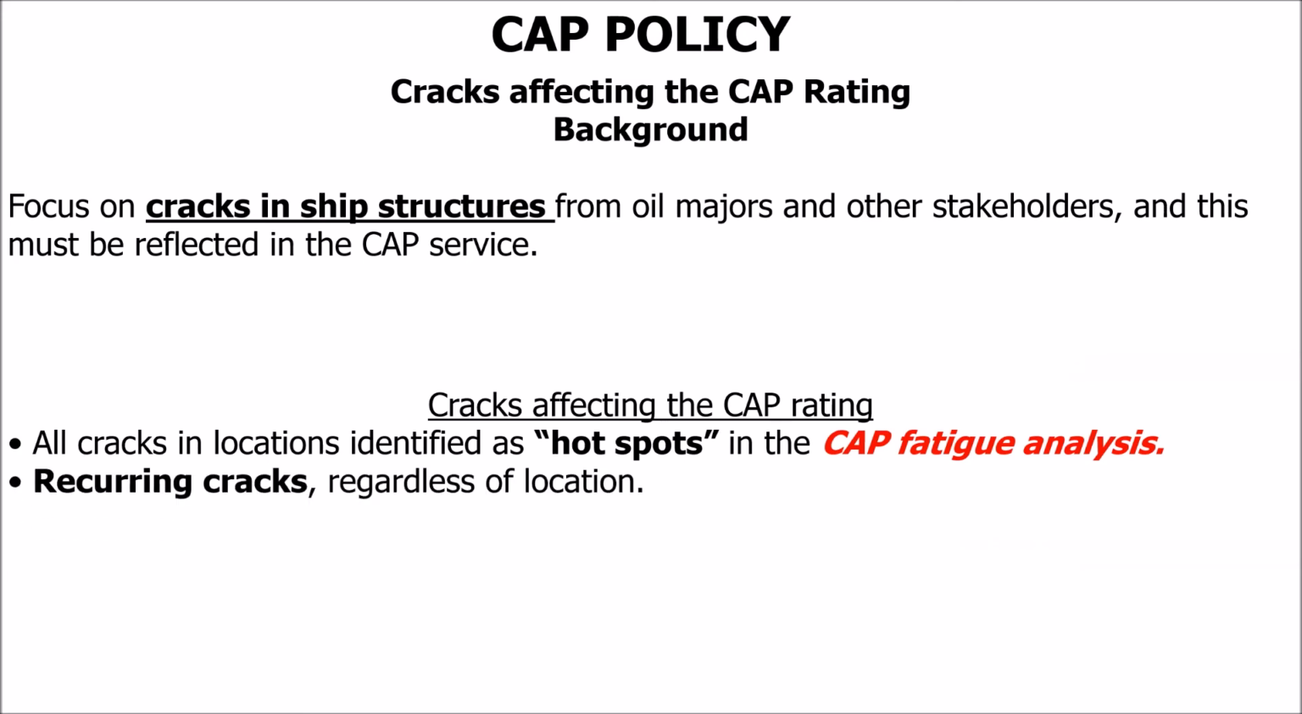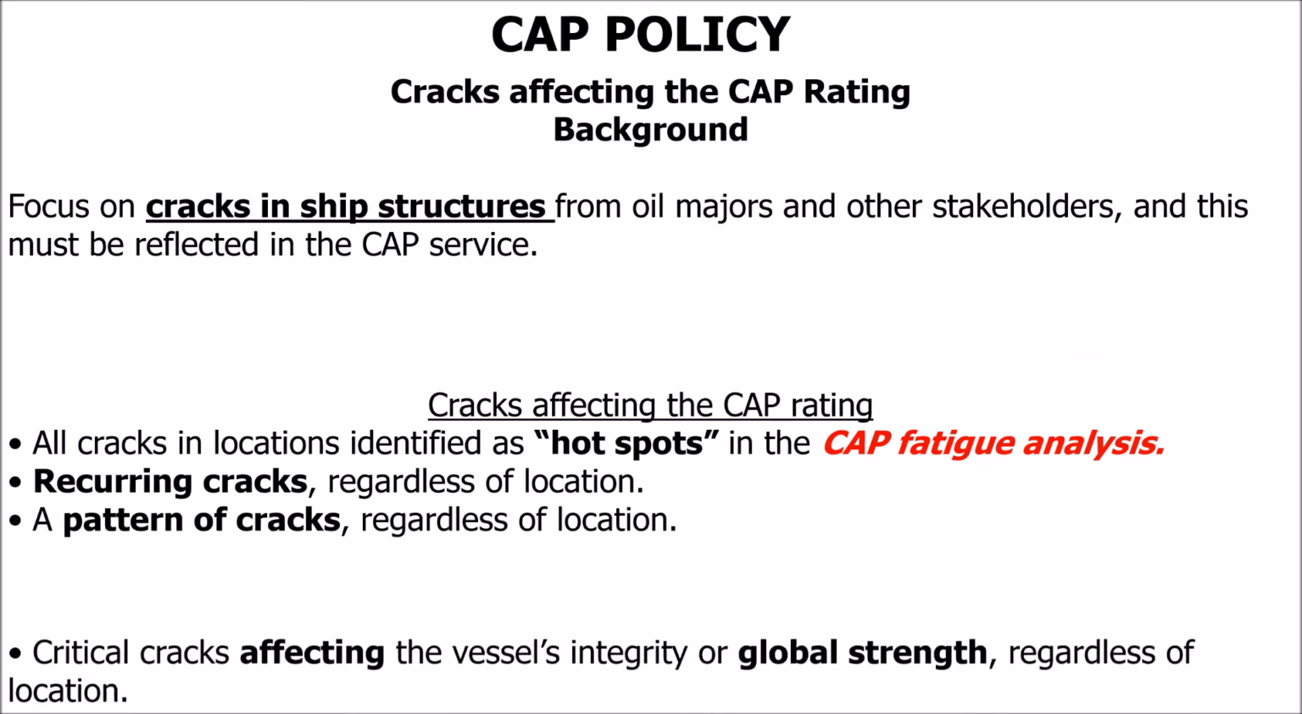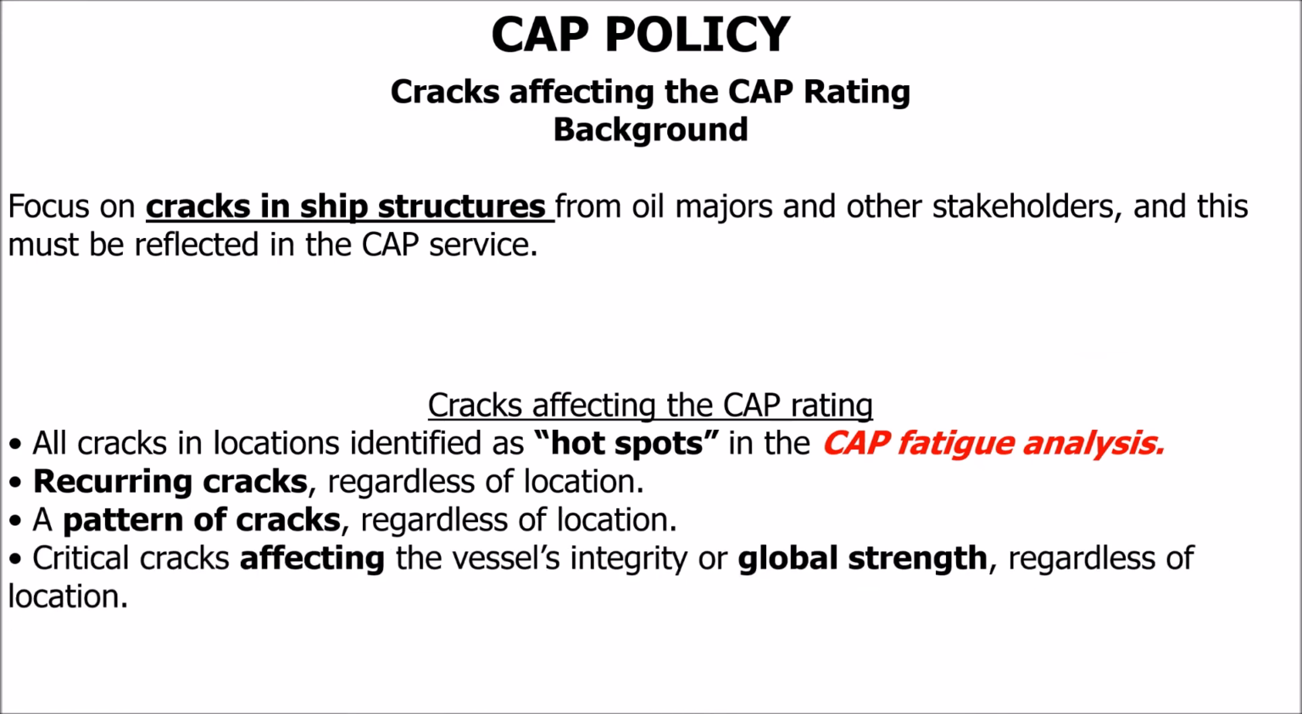Recurring cracks: if a crack suddenly appears and then reappears regardless of location, and you have a pattern of cracks. You can see at every frame you have the same kind of crack in the same location relative to the frame, for instance. Then it's a strength problem, a global strength problem with the hull. And you have critical cracks affecting the vessel's integrity of global strength, regardless of location also.